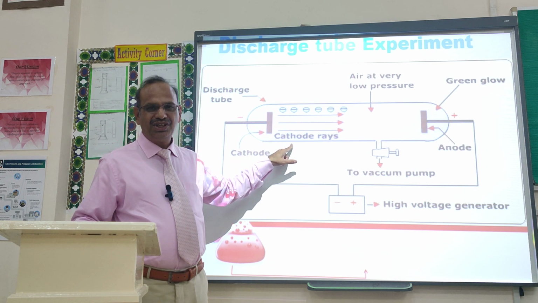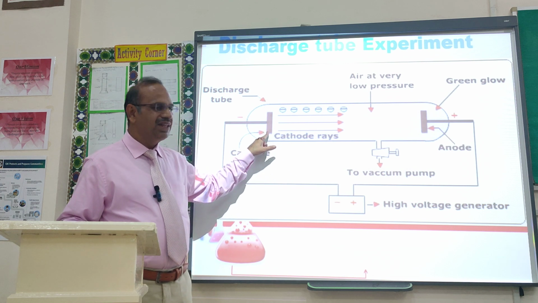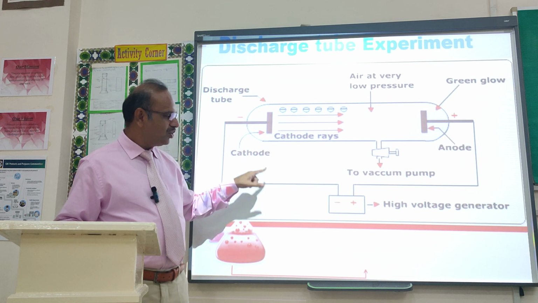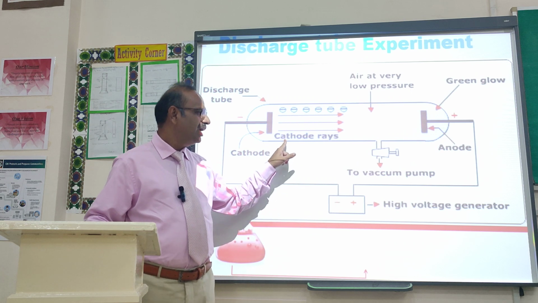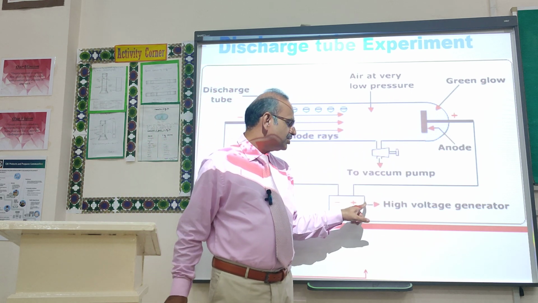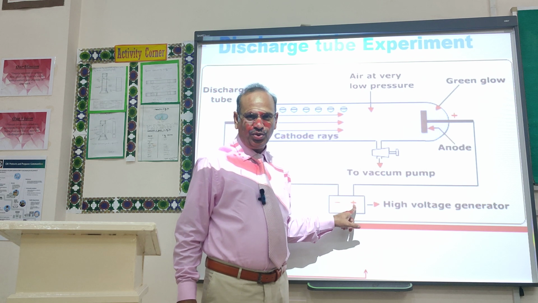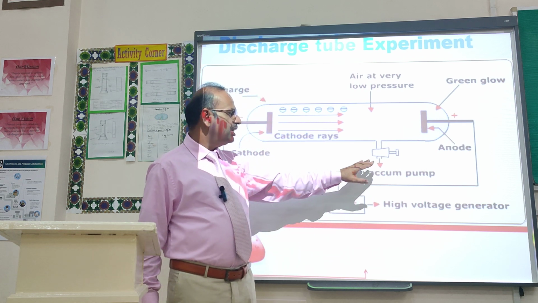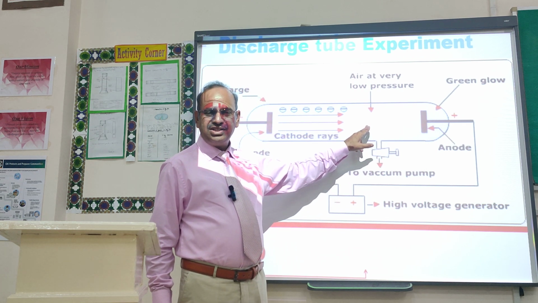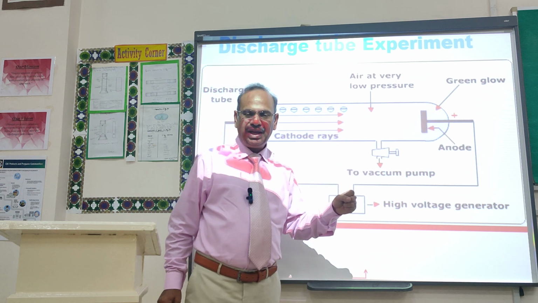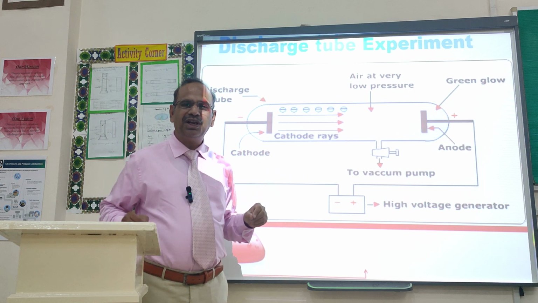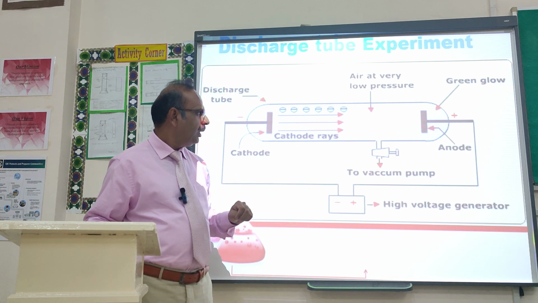In this glass discharge tube, he inserted electrodes. One electrode is attached to the negative terminal of the battery, that is the cathode. The other is attached to the positive terminal of the battery, that is the anode. Moreover, he evacuated this glass discharge tube with the help of a vacuum pump, inserted a gas, and later maintained a low pressure like 0.1 torr.